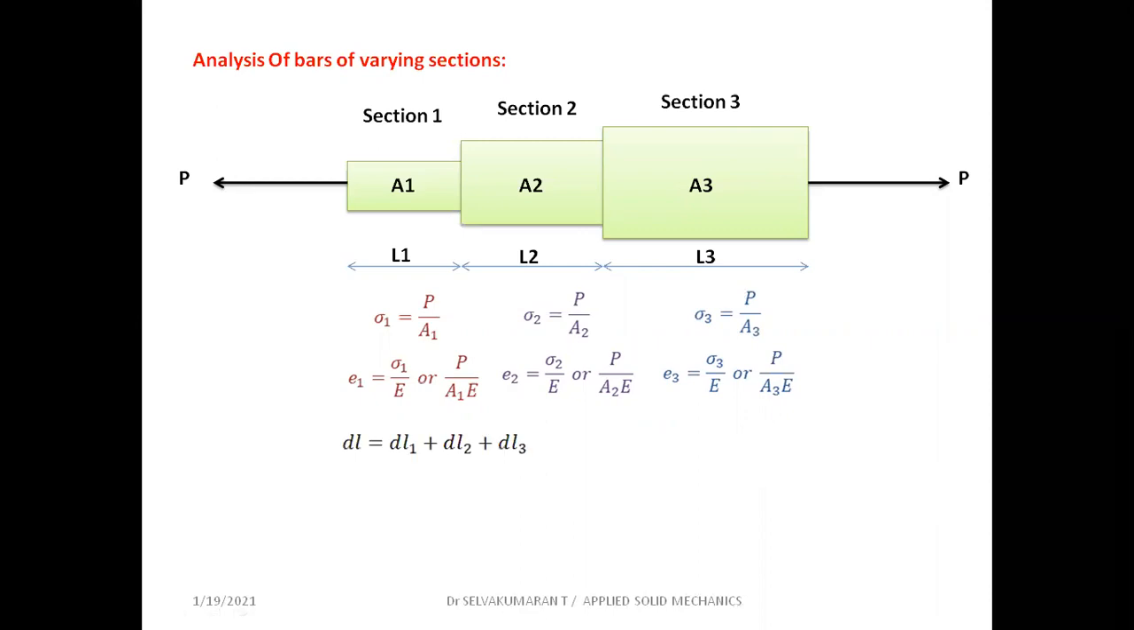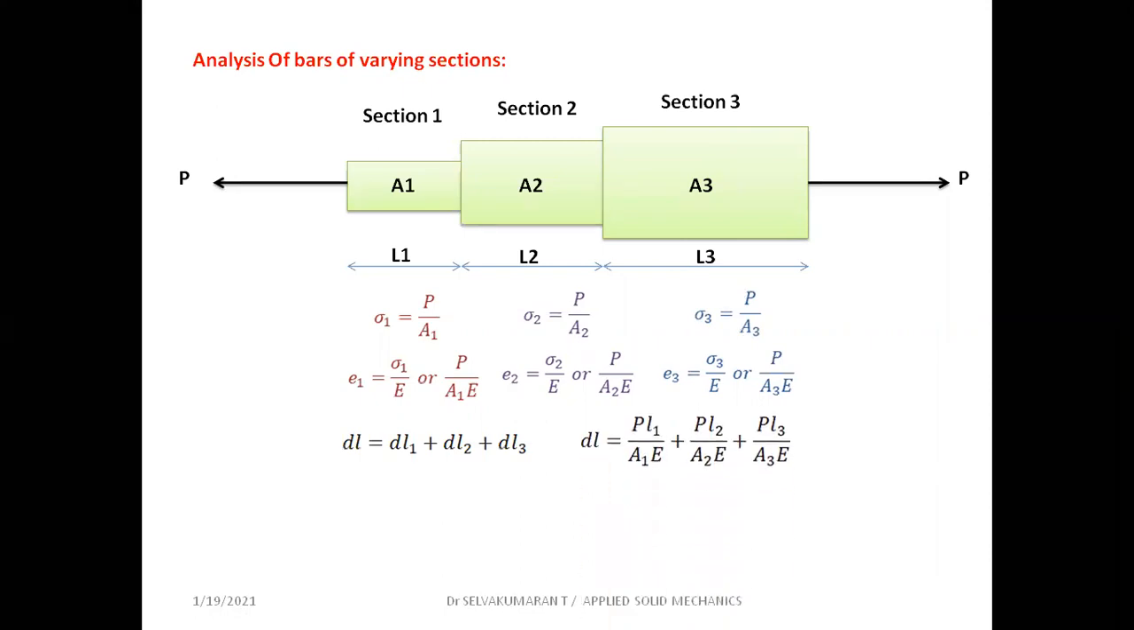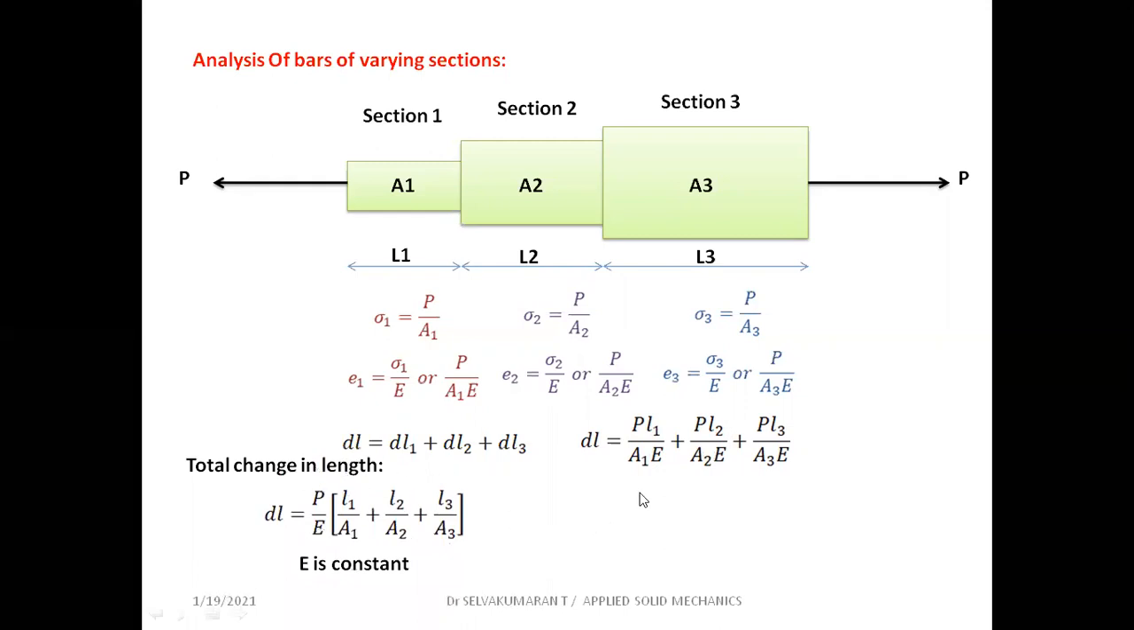So total change in length is equal to dl1, change in length in section 1, plus change in length in section 2 plus change in length in section 3. So dl, change in length, formula is PL by AE. So for section 1, PL1 by A1E plus PL2 by A2E plus PL3 by A3E. So the total change in length. As P by E is constant or common, I have taken outside, and since all the members are made of same material, I have taken E as common outside. E is constant, so L1 by A1 plus L2 by A2 plus L3 by A3.